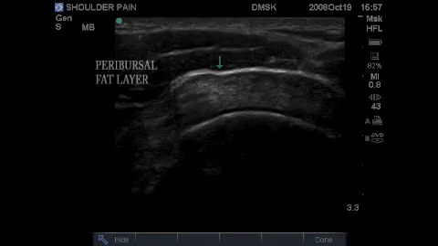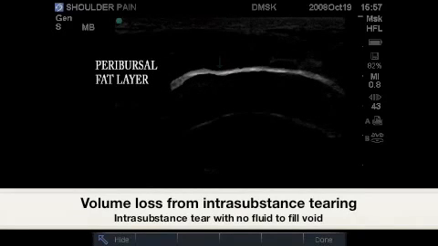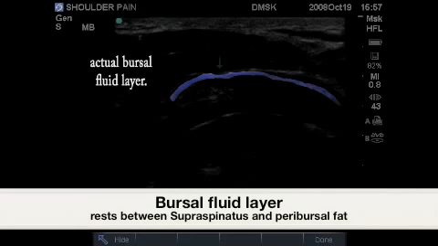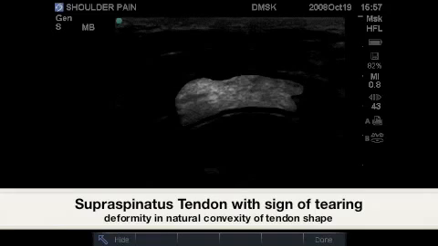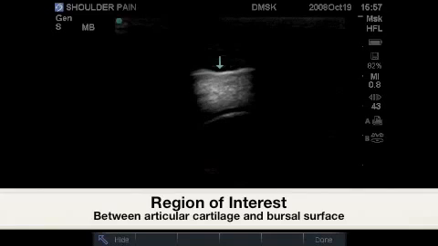There is a hyperechoic layer over the subacromial bursa called peribursal fat, then a lubricating layer that is the actual bursal void, followed by the supraspinatus tendon itself. Area of interest here is the dip or the concave in what would normally be a convex appearing bursal layer.